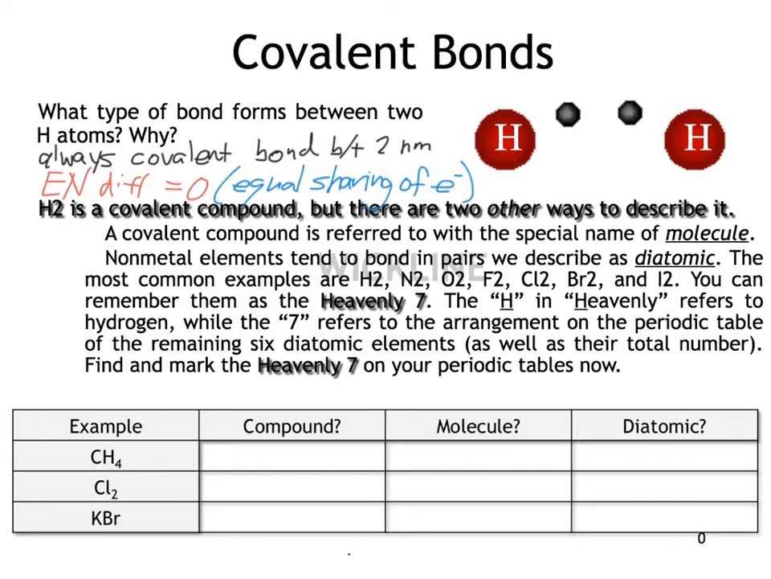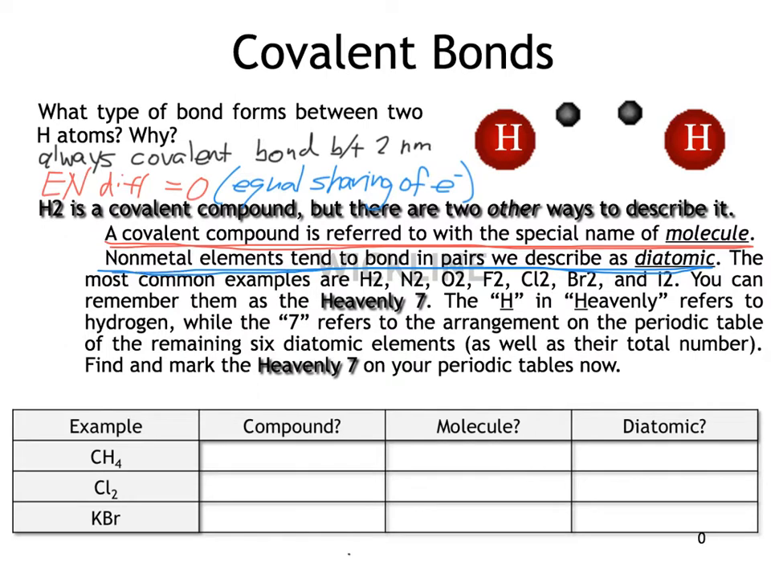So I have some vocabulary, and that's that if you have a covalent compound like this molecule of hydrogen here, you can give it a special name of molecule. So molecule is a word that is only applicable for covalently bonded substances. So please write this sentence. And then lastly, I have to introduce the word diatomic. So nonmetal elements that tend to bond in pairs are described as diatomic.